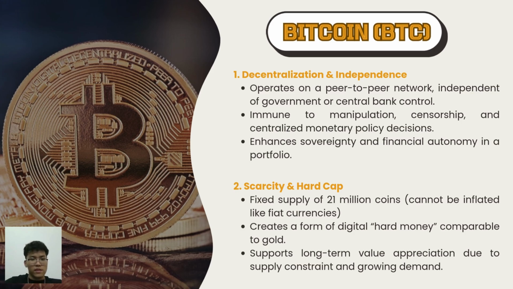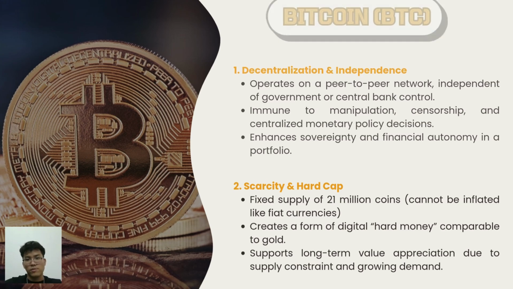Moreover, Bitcoin is fundamentally scarce, with its total supply firmly capped at 21 million coins, and this programmed limit contrasts sharply with traditional currencies which can be printed in unlimited quantities, which leads to inflation. Bitcoin's scarcity creates a digital form of hard money that becomes increasingly valuable over time, as demand grows while the supply remains fixed.